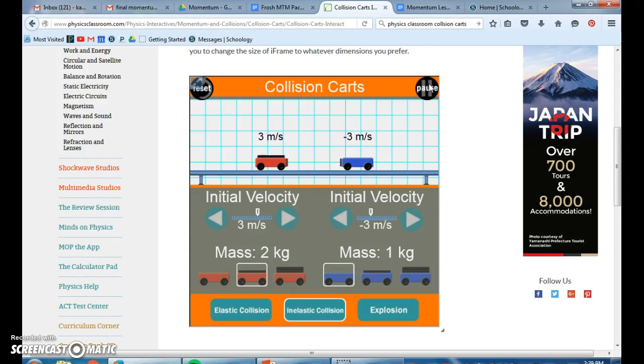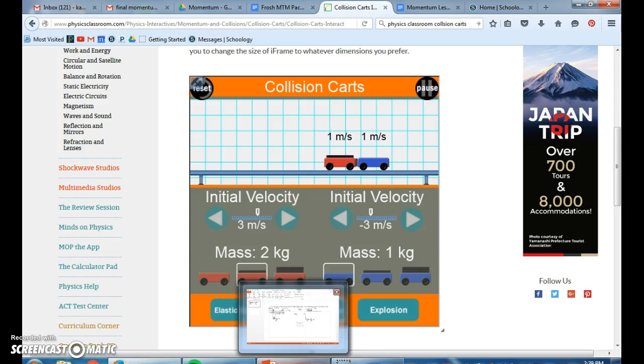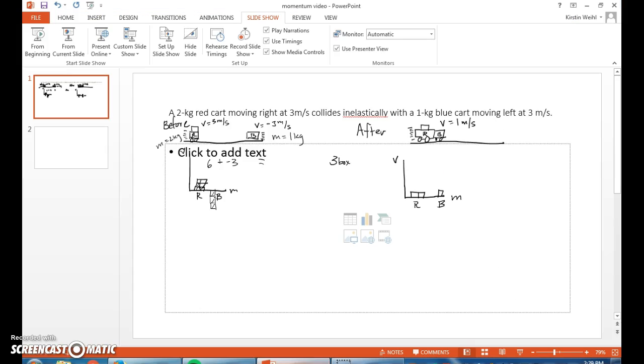So they're moving towards each other. They are colliding. And yes, in fact, they do travel 1 meter per second in the positive direction. So let's take a look at this mathematically. So we're going to move away from the video and now continue on with our calculations.